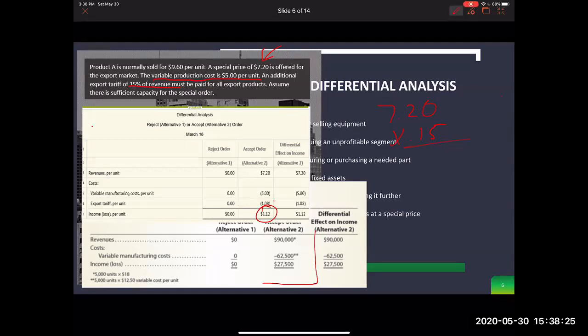And as I mentioned in the last video, most times you're going to accept the offer as long as you have sufficient capacity and it doesn't affect your overtime and your normal production and things of that nature. Okay.